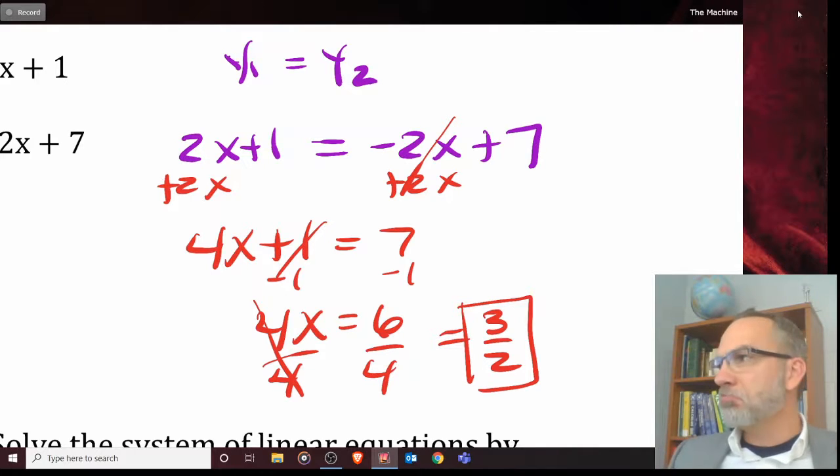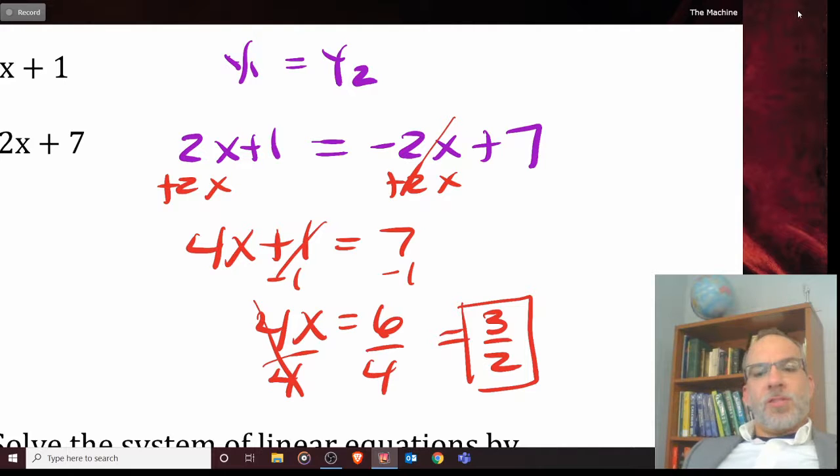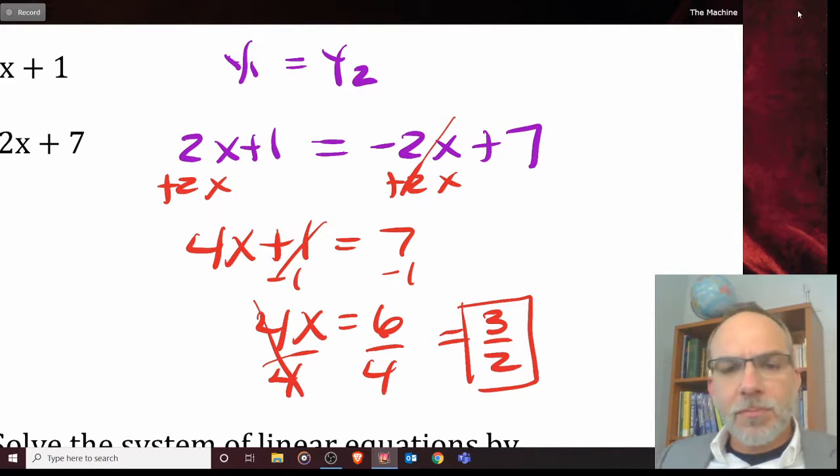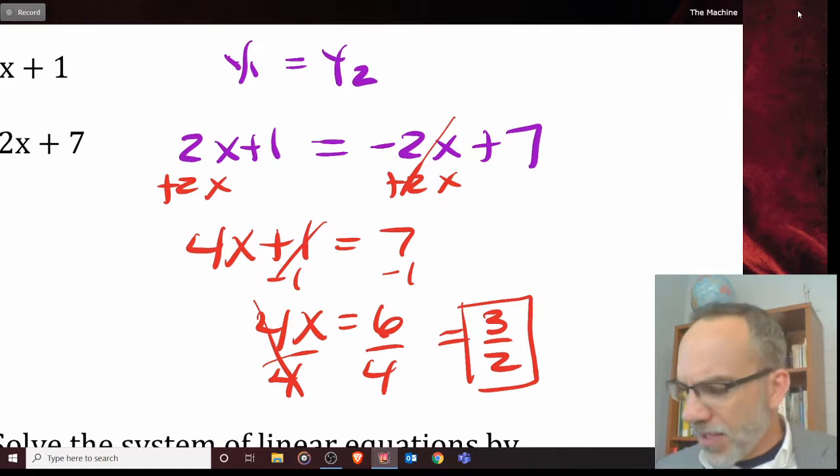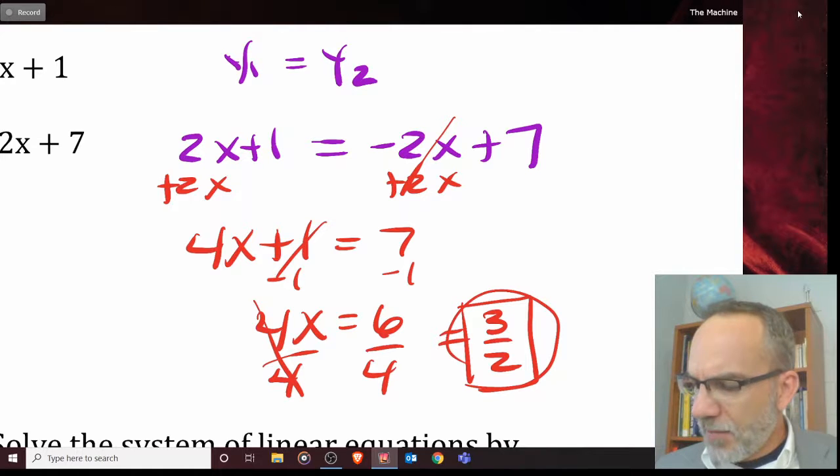I might have guessed 3/4 or something like that. But I'm not finished yet. I've just got the x value. Maybe I shouldn't box it. I need to find the y value.